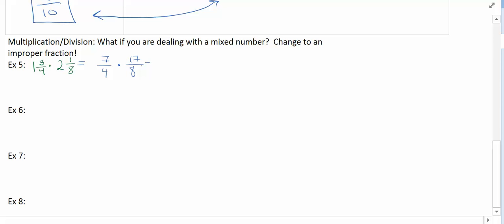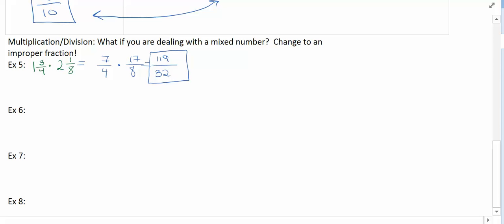From here we want to multiply across the top and bottom. So 7 times 17 is going to be 119 over 32. And there are no numbers that go into the top and bottom, so that is our final answer.